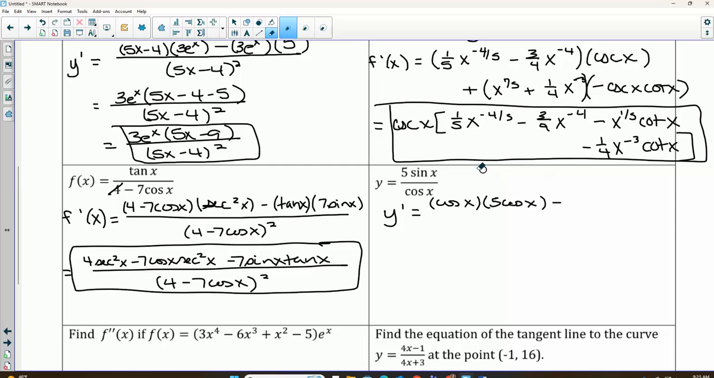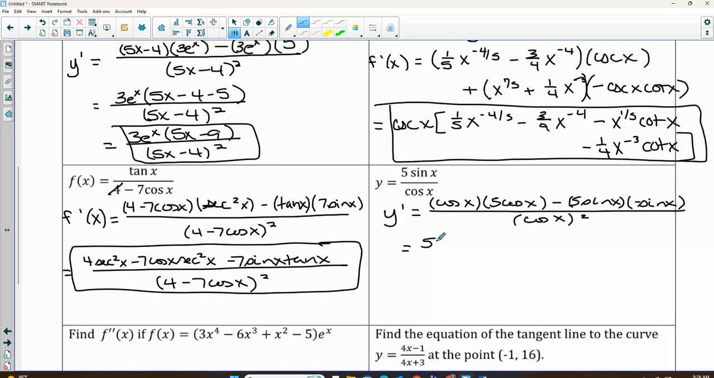Okay, so low d high minus high d low. What's the derivative of cosine? Negative sine. Squared, or negative sine. Low squared. We get 5 cosine squared x plus 5 sine squared x over cosine of x squared.